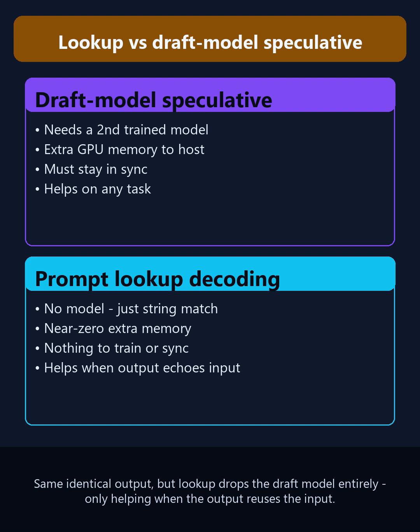How does it compare to draft model speculative decoding? Same guarantee. The output is identical to normal greedy or sampled decoding. But there is no draft model to train, download, or keep in sync, and it adds essentially zero extra memory. The trade-off is that lookup only helps when the output actually echoes the input. When it does, it is often just as fast and far simpler.